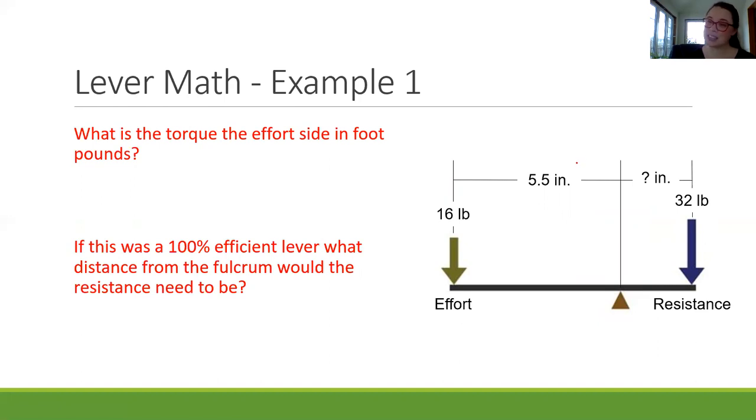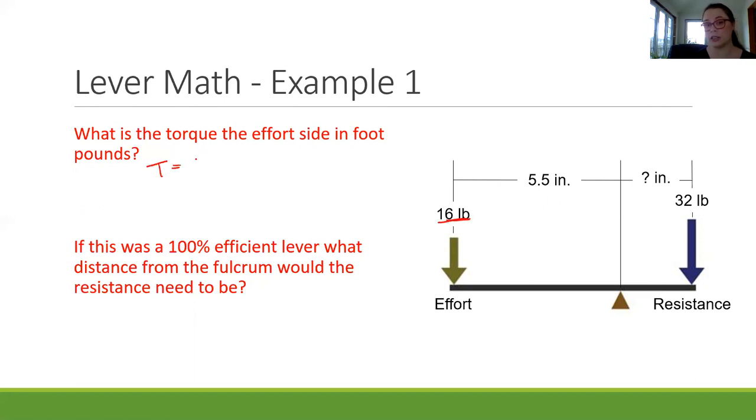So the first thing I want to think about, we said torque is related to work. So I want to know what's the torque on the effort side in foot-pounds. You measure torque in foot-pounds, sometimes Newton meters. We can use pounds as the force, and then foot is the distance that it's applied from the turning point. So on the effort side, we have 16 pounds of force.